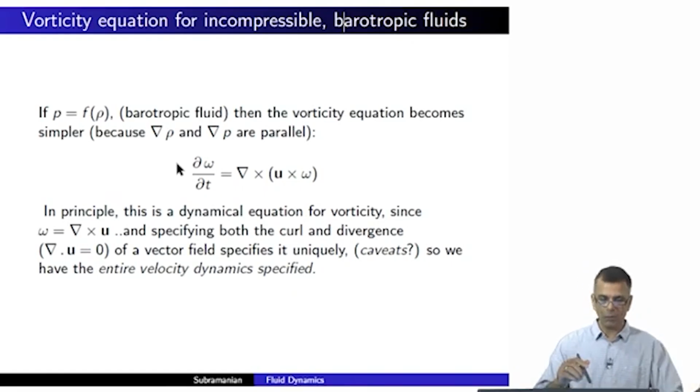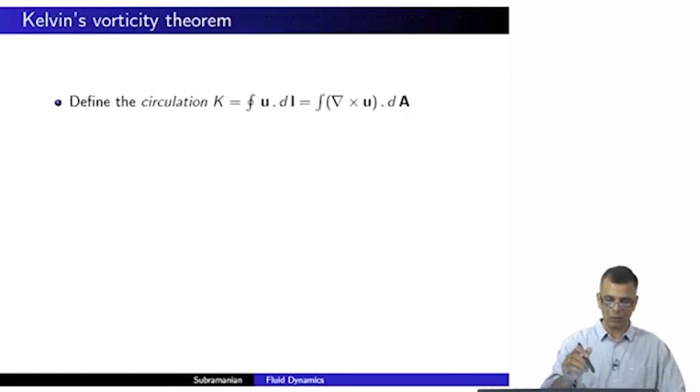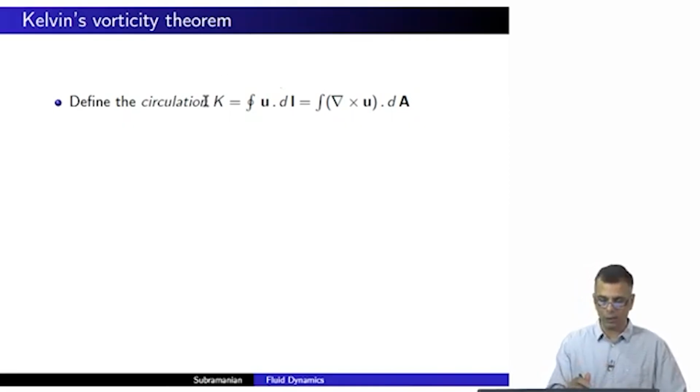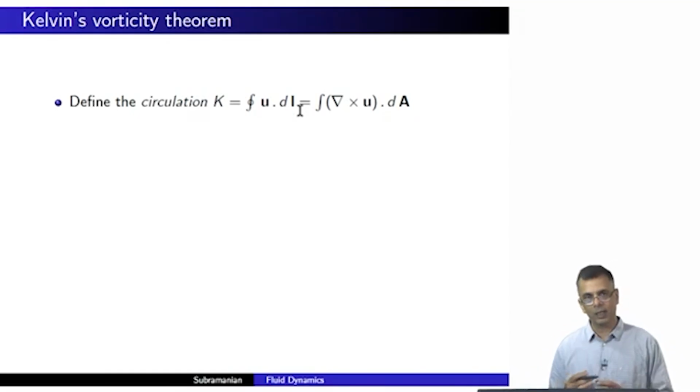So we will use this dynamical equation to define something called the circulation, and show that for an inviscid barotropic fluid, the circulation, which is a closed line integral over the fluid, is conserved. And the conservation of circulation will enable us to derive some nifty results that we talked about. So we will do this when we meet next.